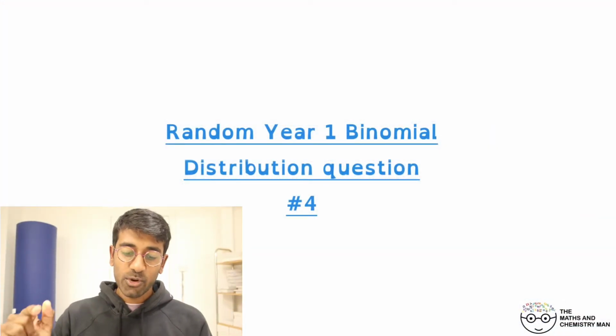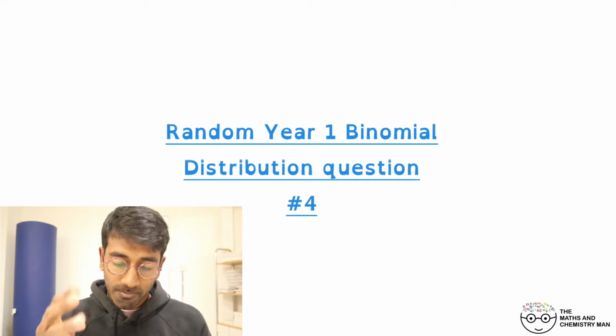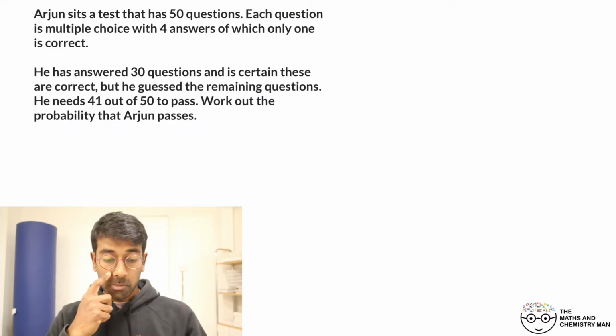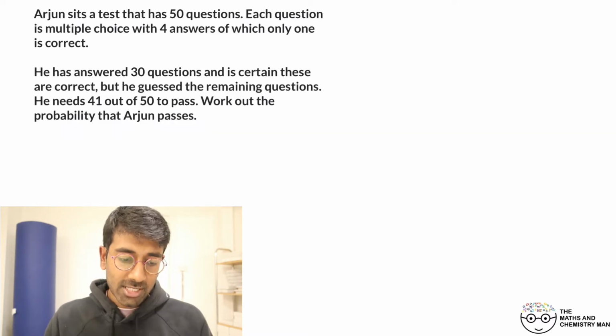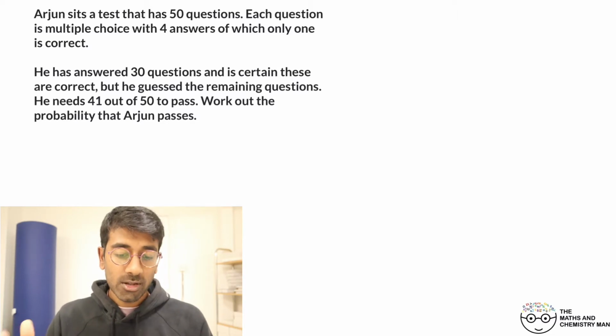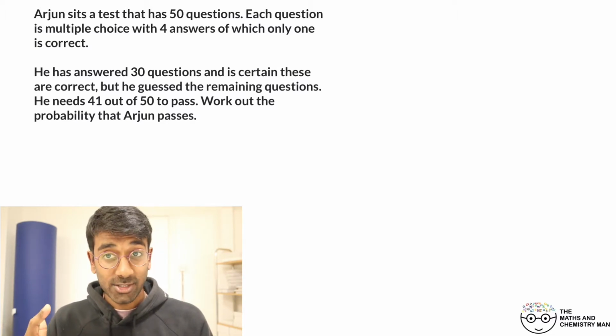Okay, we're back and we're on binomial question number 4. And here it is. We've got Arjun. Sits a test that has 50 questions. Each question is multiple choice with 4 answers, of which only 1 is correct.